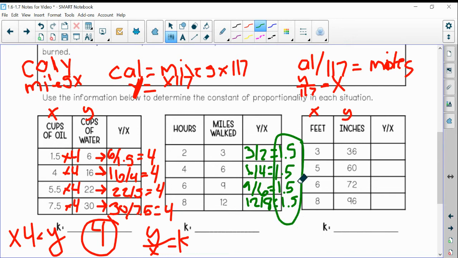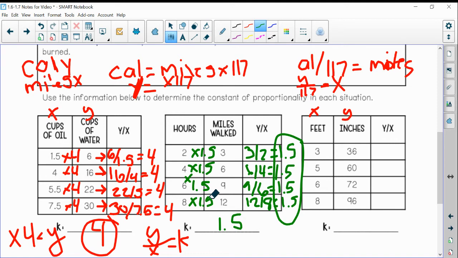We know y over x is going to give us 1.5, but just for funsies, what if I went the other way? Now that I have that 1.5, 2 times 1.5 gives me 3. 4 times 1.5 gives me 6. 6 times 1.5 gives me 9. 8 times 1.5 gives me 12. Because that is true, we know we found the right constant of proportionality.